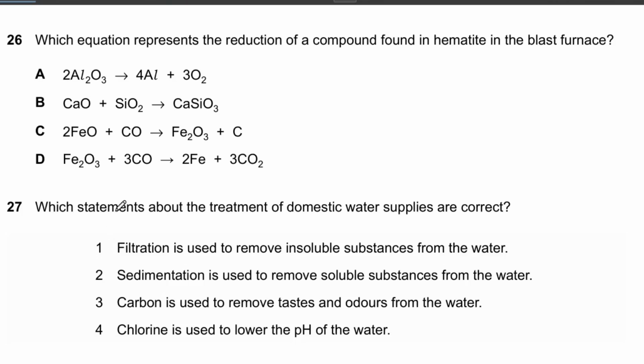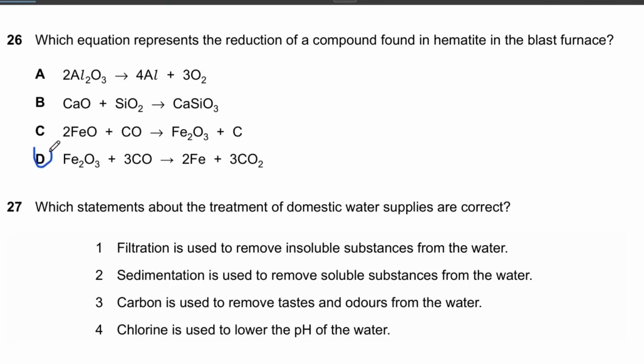Question 26. Which equation represents the reduction of a compound found in hematite in the blast furnace? Now, hematite is an ore of iron. So that means option A and B are out. And then the ore of iron contains iron(III) oxide, which reacts with carbon monoxide to produce iron. This is the extraction of iron.